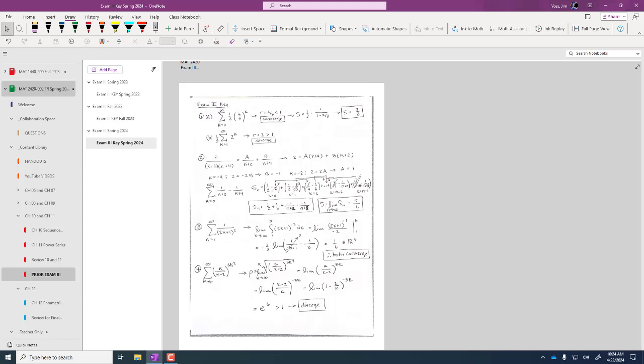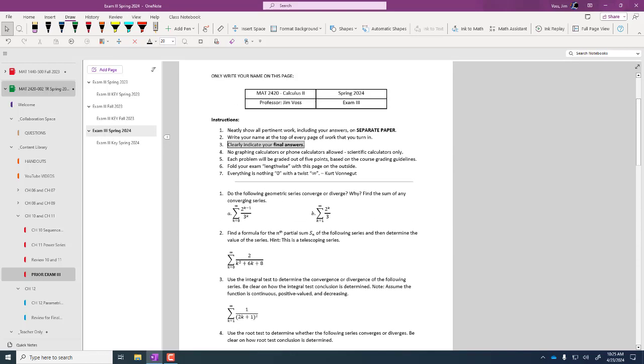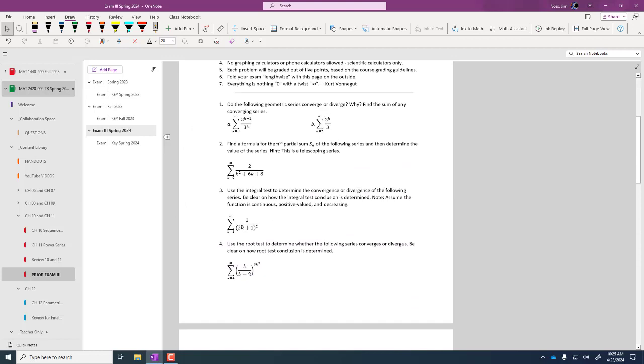The geometric series says that if r is less than 1 in magnitude, you're going to have convergence, and if r is greater than 1, you're going to have divergence. The divergence test works though. But didn't the instructions tell us to use the divergence test? Not on number 1. Number 1 said geometric series.